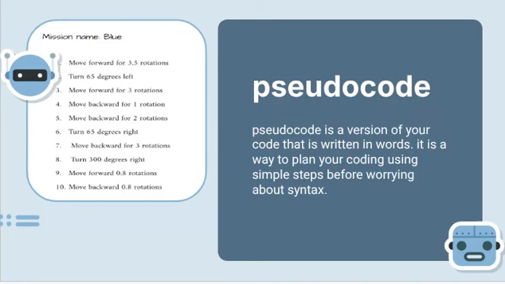Okay. Pseudocode is a version of your code that is written in words. It is a way to plan your coding using simple steps before worrying about syntax. So I would really recommend using pseudocode if you have a very complex code and you need an outline for it. I totally recommend starting off with this, because you just get an idea and you can make quick edits to it before you really start coding, and that's when it becomes more complex to make changes.